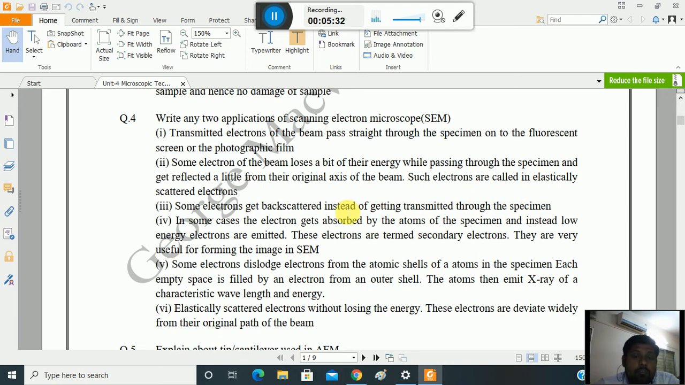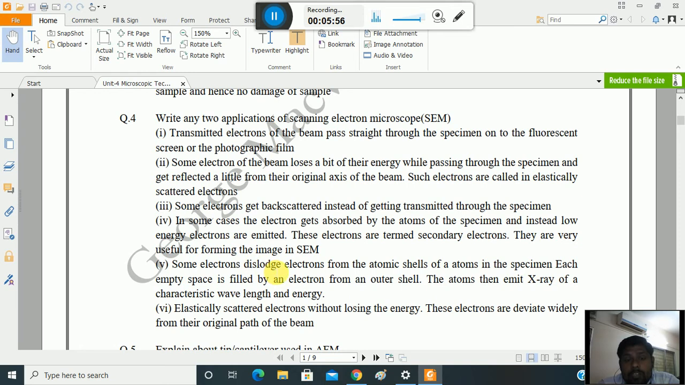So those backscattered electrons also give some information regarding the morphology of the sample. In some cases, the electron gets absorbed by the atoms of the specimen. Instead, low energy electrons are emitted. These electrons are known as secondary electrons.